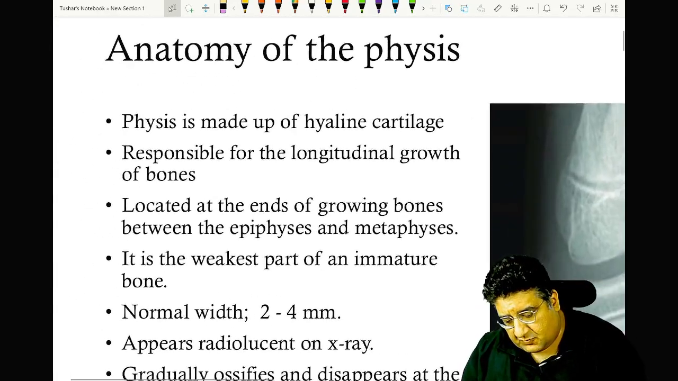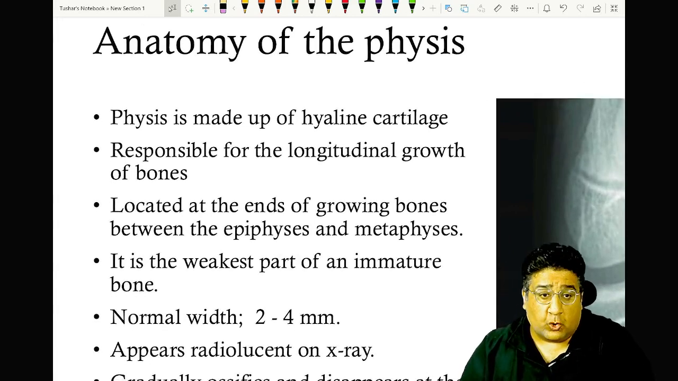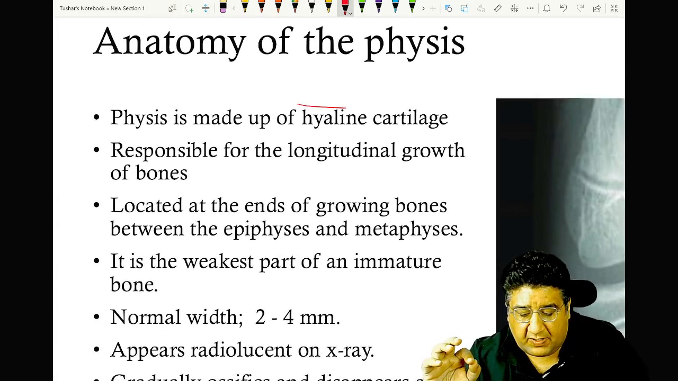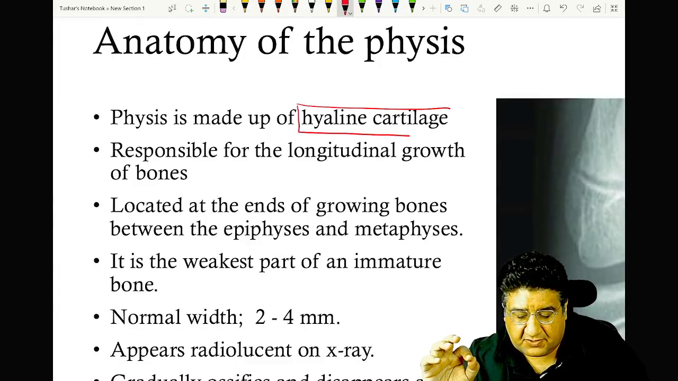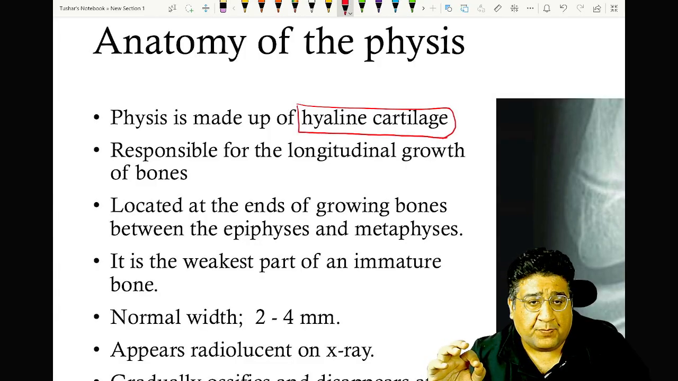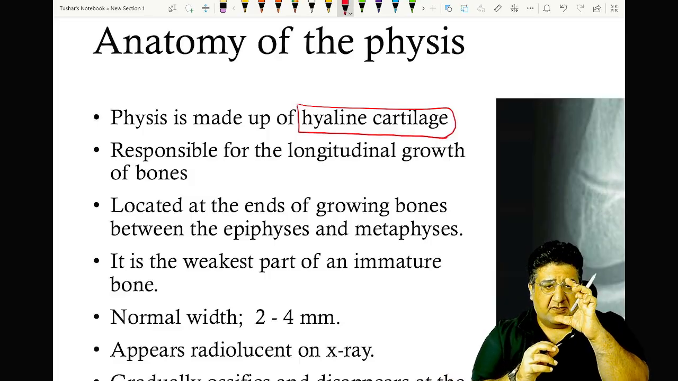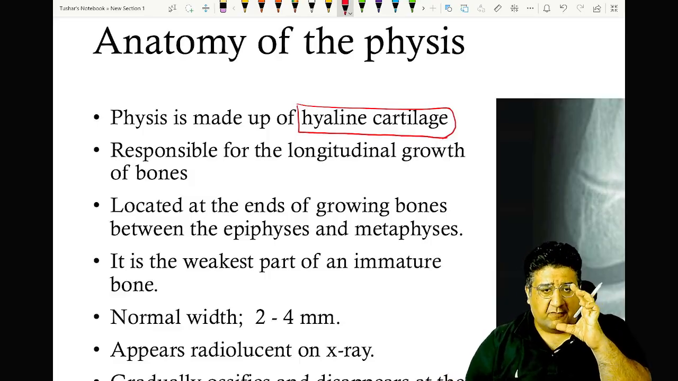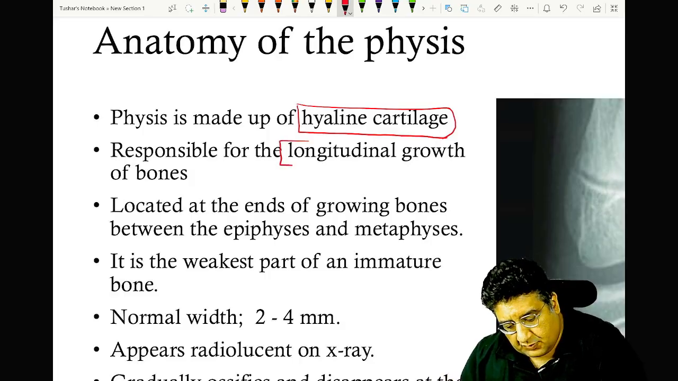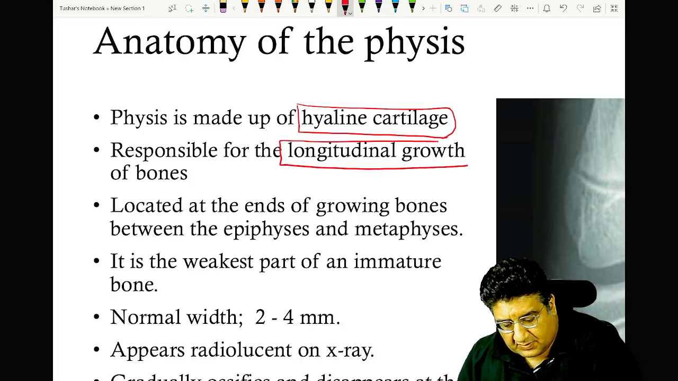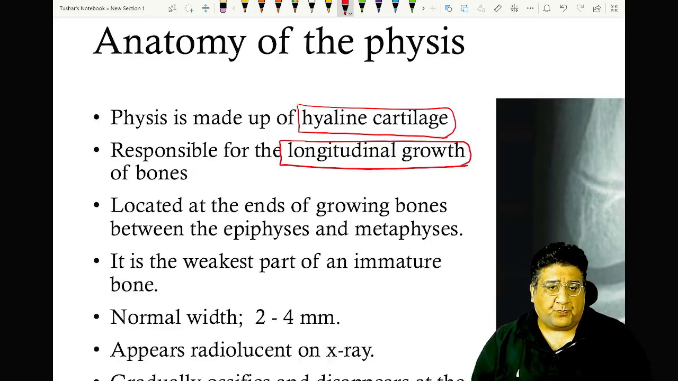Now, the physis, which is technically the growth plate, is made up of hyaline cartilage. That's the first fact that you should remember. Bone has two types of growth, longitudinal growth and horizontal growth. The physis growth plate is responsible for longitudinal growth of the bone. That's the second fact we need to remember.